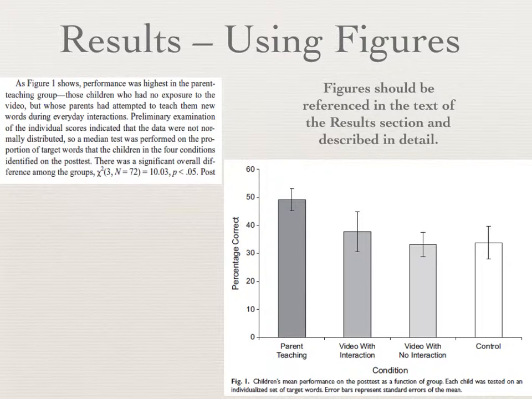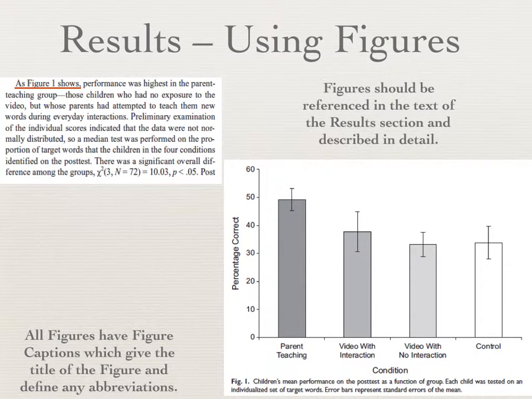So I don't even have to look at the numbers. I don't even have to look at the values to really see those things, and the error bars give you that information. They also all have captions that tell us about what's going on here. So this one is telling us children's mean performance on the post-test as a function of group. So the dependent variable was the performance on the post-test, and the independent variable was the 4 different groups. And it says that each child was tested with an individual set of target words, and that the error bars represent the standard errors of the mean. So again, it's telling us about this information as well as labeling the various axes.